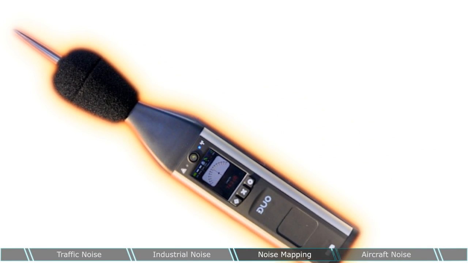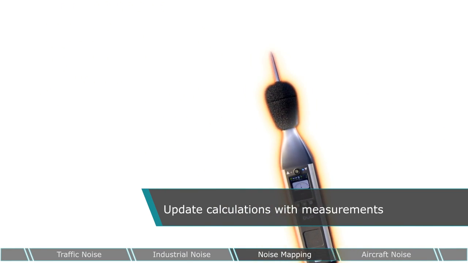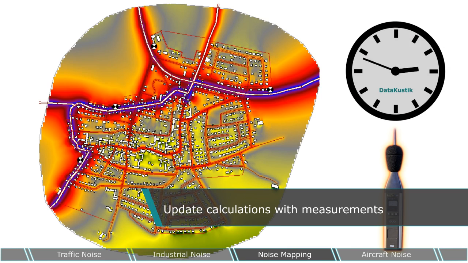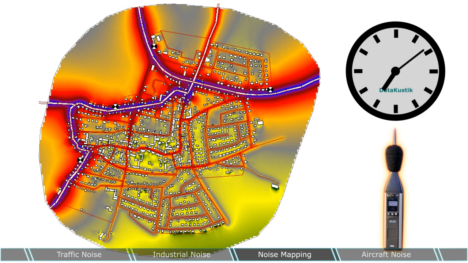Let's say you have a series of measurements at a certain point, where the results differ from those you have calculated. This could be due to changing traffic amount during a day. With DynMap, updating the CadnaA grid with the measurements is easy and doesn't require a recalculation.